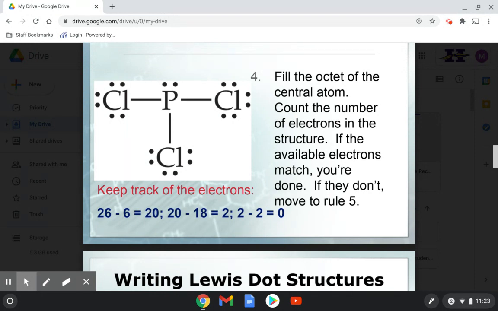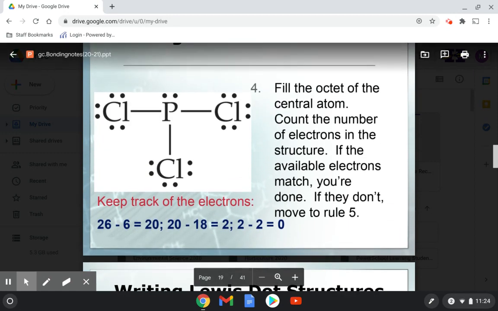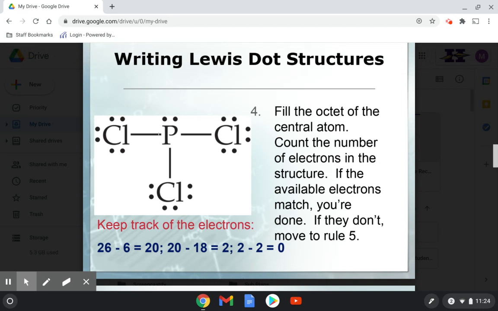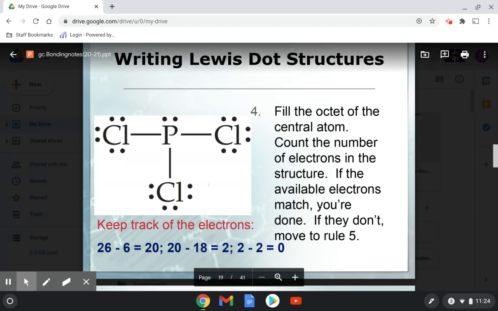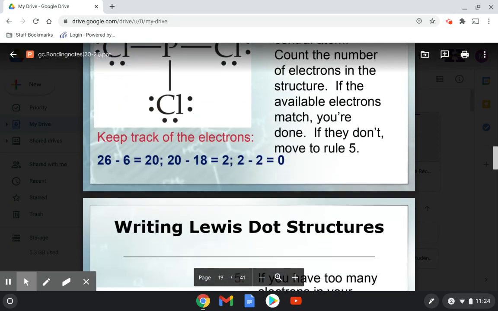If they do not, move to Rule 5, and Rule 5 will be seen on your sheet. I'll show you that in a quick second. We have our 6 valence electrons being shown between the chlorine and phosphorus atoms. We have our lone pairs for the 3 chlorine atoms and the phosphorus atom, and that should add up to 26. We used up all, and we kept track of the valence electrons that we saw.